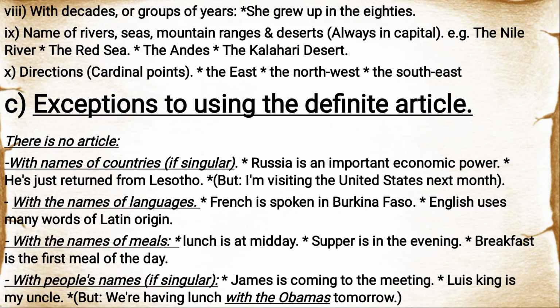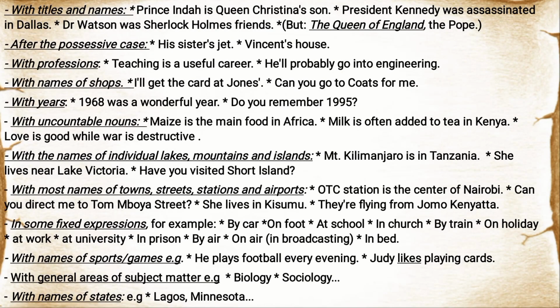With people's names, if singular. Examples: James is coming to the meeting. Louis King is my uncle. But: we're having lunch with the Obamas tomorrow. With titles and names. Examples: Prince Inda is Queen Christina's son. President Kennedy was assassinated in Dallas. Dr. Watson was Sherlock Holmes' friend. But: the Queen of England, the Pope.